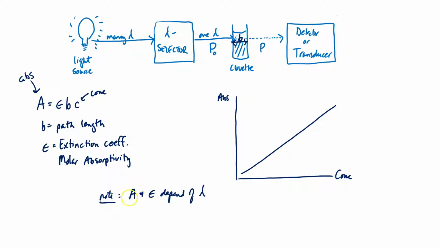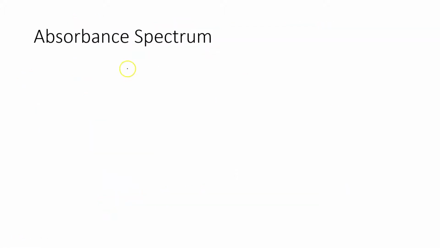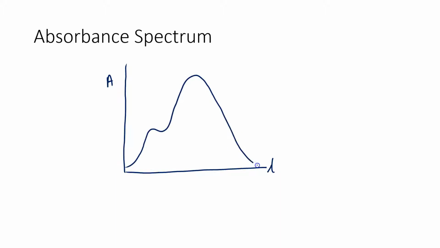So if we were to measure the absorbance at different wavelengths, that would give us an absorbance spectrum. An absorbance spectrum is simply a plot of A, absorbance versus wavelength, and maybe for a molecule dissolved in some solvent, it might look like that. And I want to point out to you that the place where we have the maximum absorbance, the corresponding wavelength is called the lambda max. That's the wavelength where absorbance is the maximum.